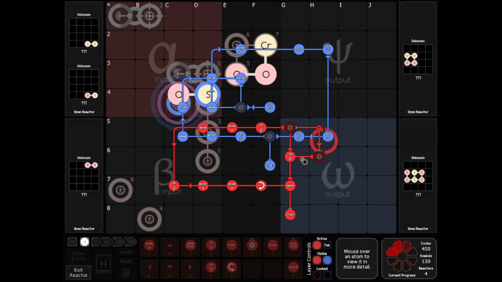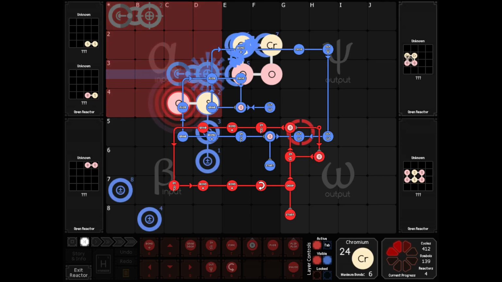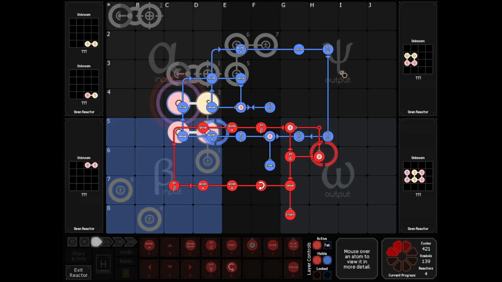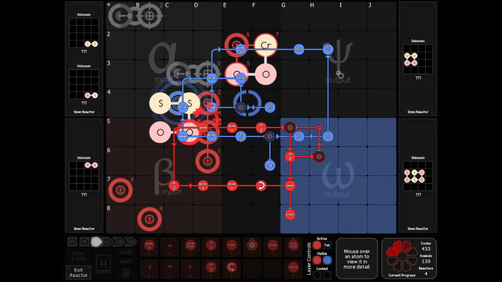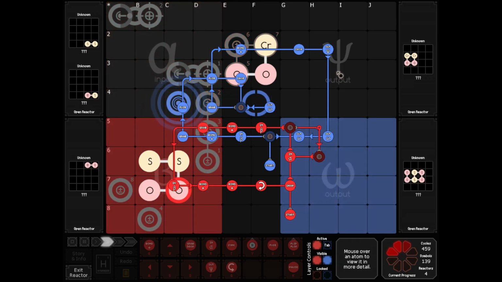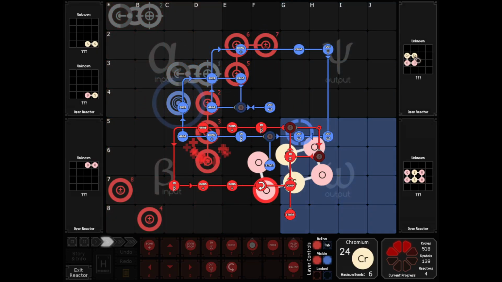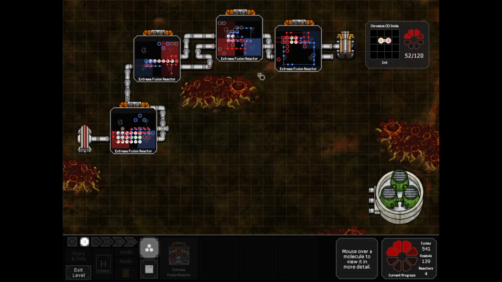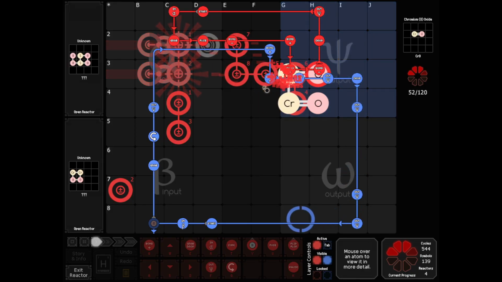Now it's blue and red is going around right here. It fuses this into another chromium and sends chromium and oxygen to the top output. So this is a pretty interesting way of handling the inputs and turning them into two outputs that can both be used to create our chromium oxide. So let's see how that happens.